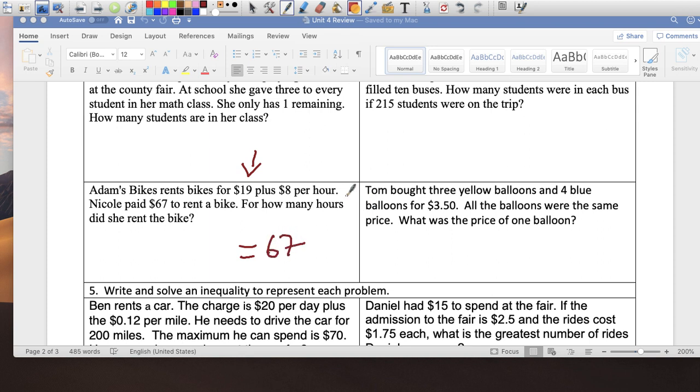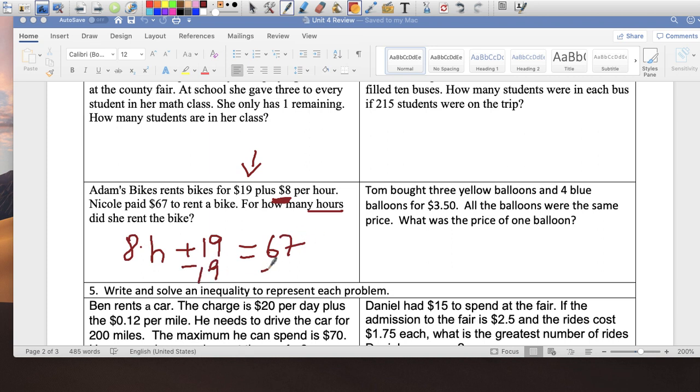So what do I know so far? I know that she paid $19 to use the bike, for the right to use the bike, and then she took it out for a few hours. So how many hours? Well, that tells me that my variable is h, and there's a relationship here: 8 per hour plus 19 equals 67.